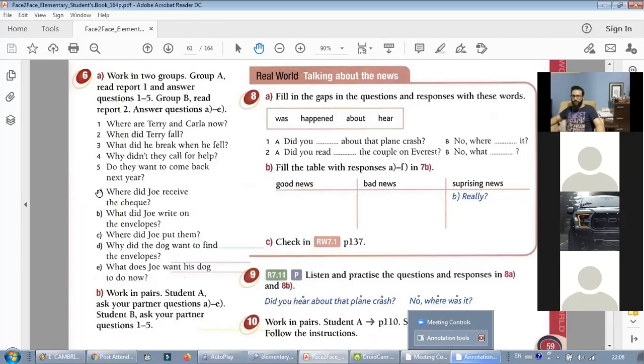Where did Joe receive the check? What did Joe write on the envelope? Where did Joe put them? Why did the dog want to find the envelopes? What does Joe want his dog to do now?